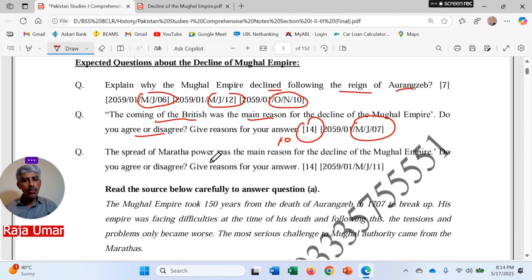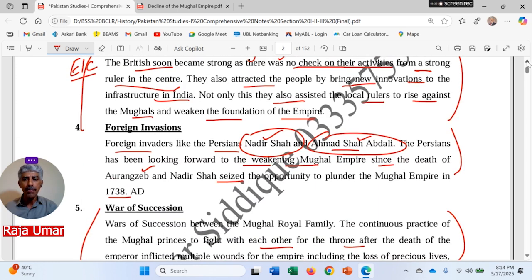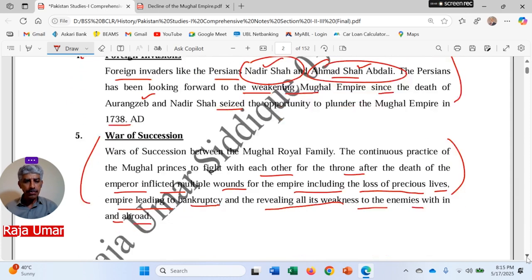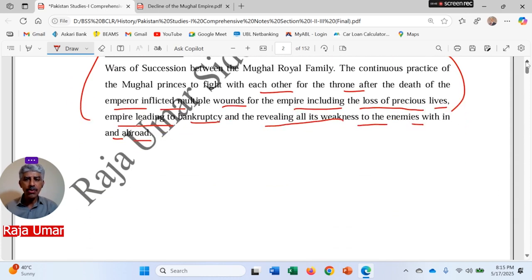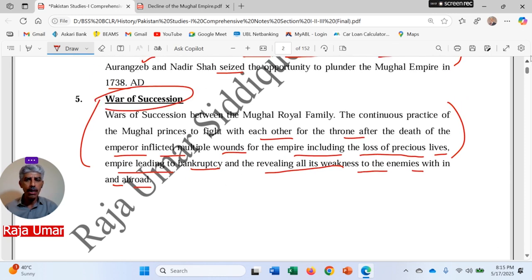So now, what would happen is that they would be using different types. For example, do you think that the succession wars were the major cause of the decline of the Mughal Empire? Do you agree? Do you think that the foreign invasions were the major cause of the decline of the Mughal Empire? Do you agree? So they can use any of the reasons just discussed here with you all. They can take any of the reasons from here and make a 10 marker or 14 marker. Do you think that the succession wars were the major reason for the decline of the Mughal Empire? They can make the question with this one as well, right?